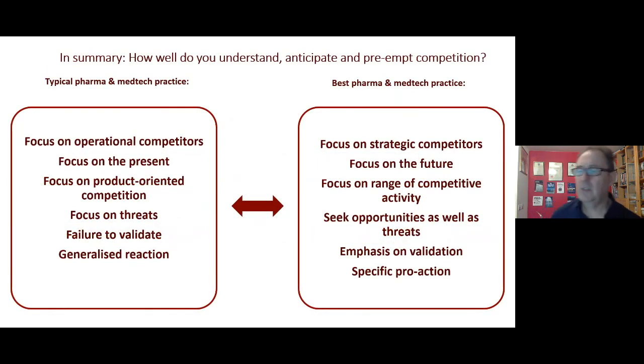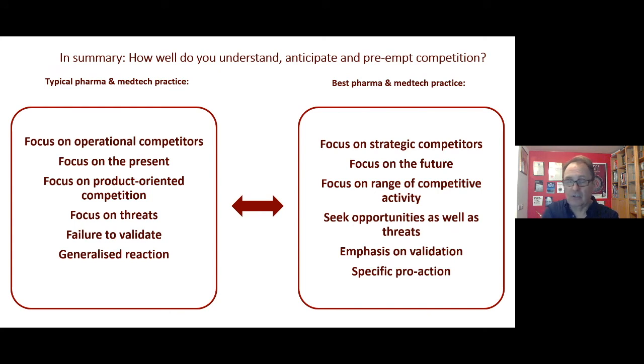So I'm going to close now and summarize. To do that, I want to contrast typical practice in our industry with what I see as best practice. There are 6 major differences, I think, between typical and best practice. Best practice tends to look beyond operational competitors to strategic competitors. Best practice tends to look beyond the present to the future. Best practice tends to look beyond product-oriented competition towards a range of competitive activity. Best practice tends to look at opportunities as well as threats. Best practice tends to concentrate on validation of those threats, and typical practice does not.